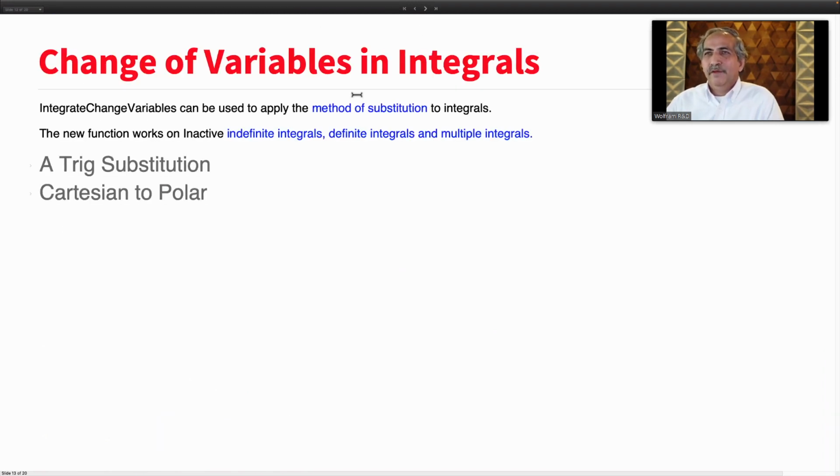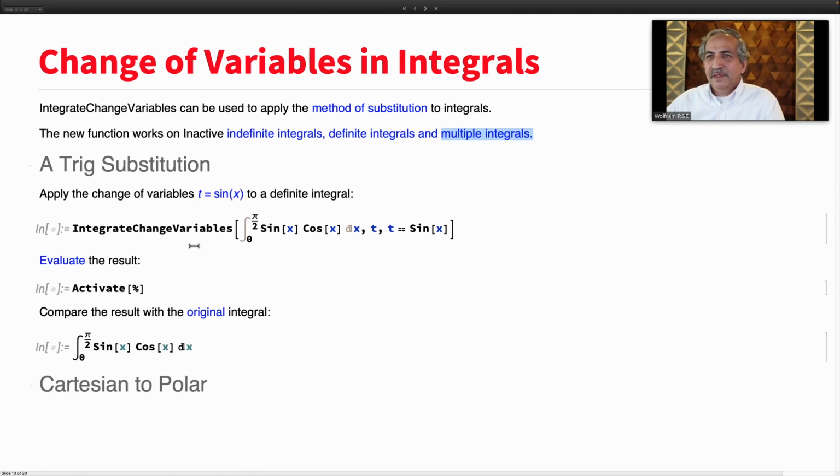And so when you go to calculus 2 or 3, one topic is the method of substitution or the change of variables in integrals. And we have a nice new function, IntegrateChangeVariables, which can do that for you in the new release. So this new function works on a large number of inputs, indefinite integrals, definite integrals, and also multiple integrals. Okay, so a simple example, I give it an inactive integral. You see it's inactive over here. If we didn't do that, nothing would happen.